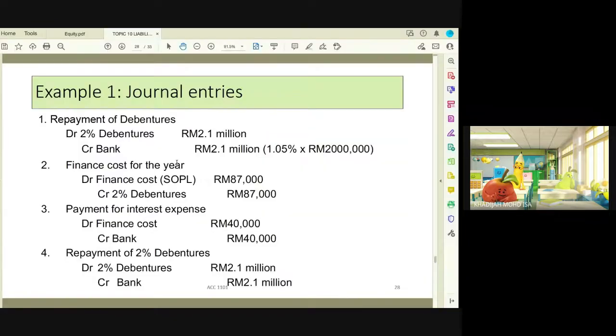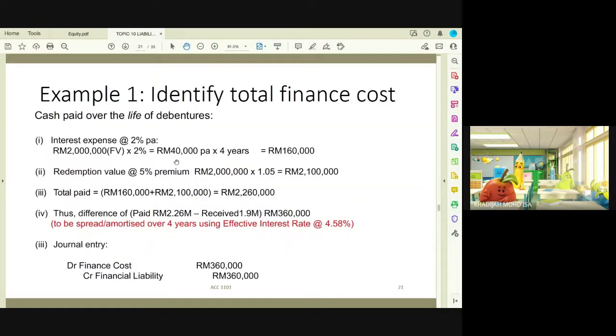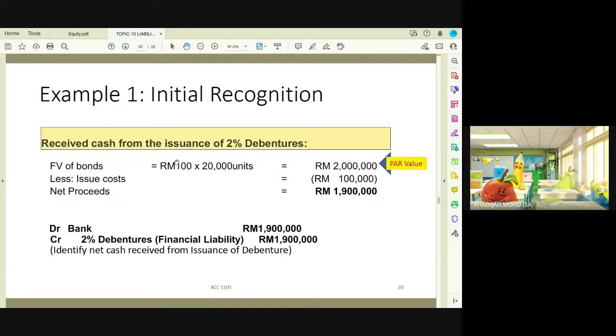Okay, so let's look at this example here. Receive bond. We have done this: debit bank, credit your 2% debentures. So far, is this one clear?